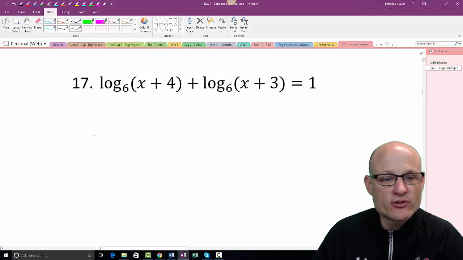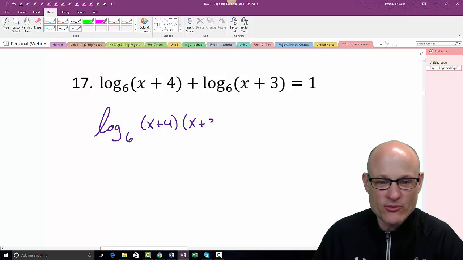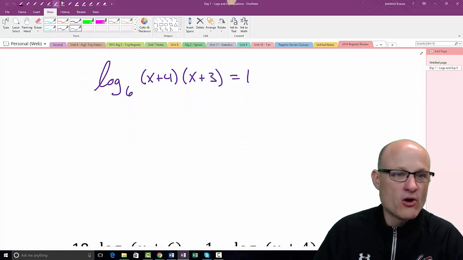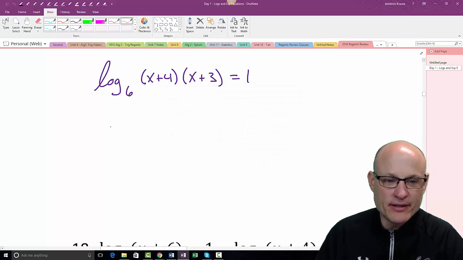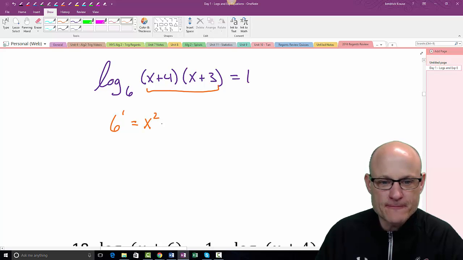So we'll condense. It's log base 6 of those two things multiplied, x plus 4 times x plus 3, equals 1. These are the easiest problems to write. So it's all about the base. 6 to the 1 is equal to, now I'm going to put this on the other side and double distribute it now: x squared plus 7x plus 12.